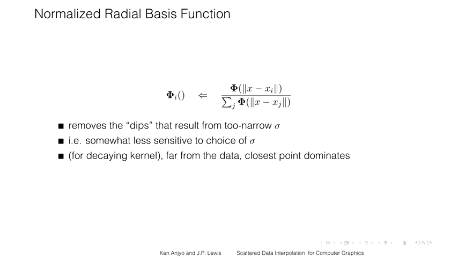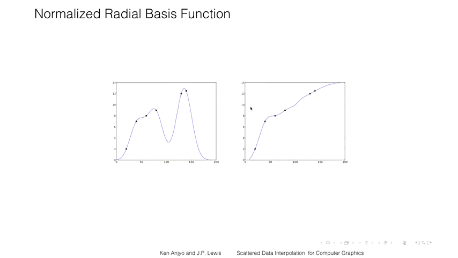Okay, so some variants of this. There's normalized radial basis functions. These are very similar to the Shepherd idea or the kernel regression idea, where what we're doing is doing our regression but dividing by the sum of all the weights. And so this results in something that is a little bit less sensitive to the width of your Gaussian if you're employing that as your kernel function.